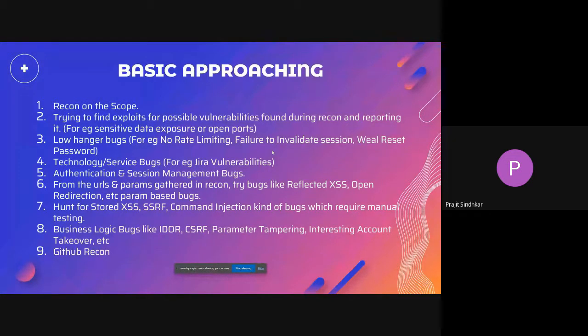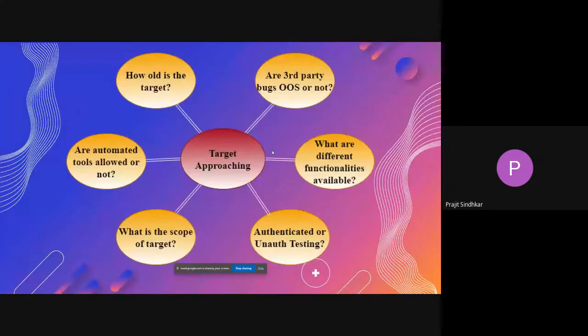But will this remain the same? No, many factors affect this, and I am flexible with this. So let us discuss some factors which will affect this, as well as how to be flexible with that. So my basic approach you have seen. Now these are some different factors which affect it: how old is the target, are third party bugs out of scope or not, what are the different functionalities available, authenticated or unauthenticated testing, what is the scope of the target, are automated tools allowed or not. This mainly depends on the information given in the program brief or the structure of the website itself.